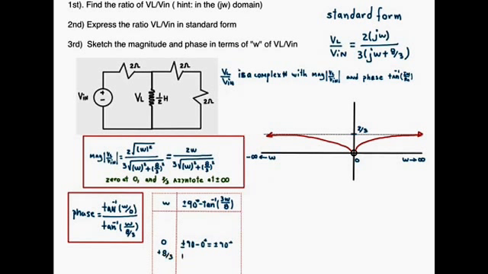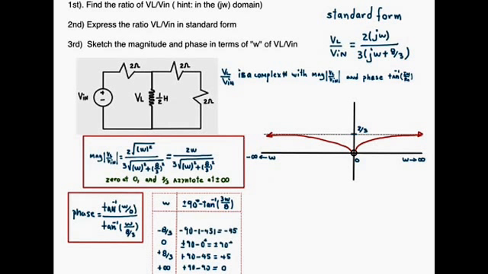If we move towards the positive values, 8 divided by 3, then we can see that the numerator actually takes on positive numbers, so it's going to be plus 90, and the denominator will be 8 over 3 divided by 8 over 3. The arctangent of 1 is equal to 45, so 90 minus 45 will leave us with 45 degrees. As omega goes to infinity, then we have 90 minus 90, and the angle will go to 0.